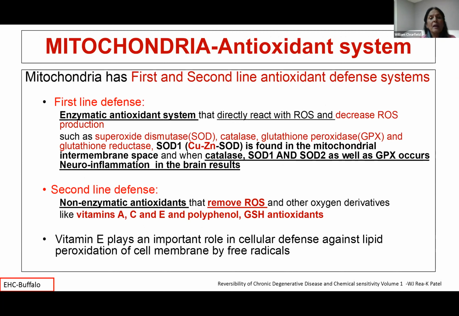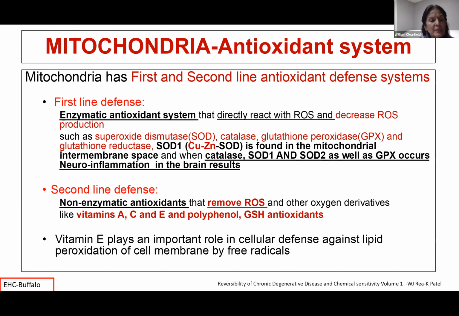So mitochondria also have an antioxidant system, a first line and second line system. The first line defense is an enzymatic antioxidant system, which directly reacts with the ROS and decreases ROS production, such as SOD1, SOD2, and glutathione peroxidase. And when it is low, neuroinflammation occurs in the brain.